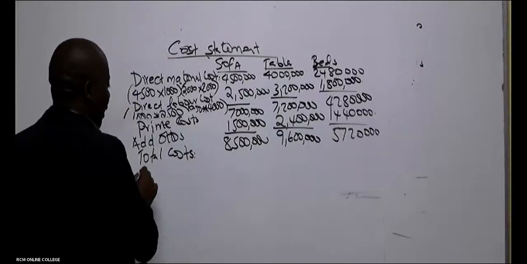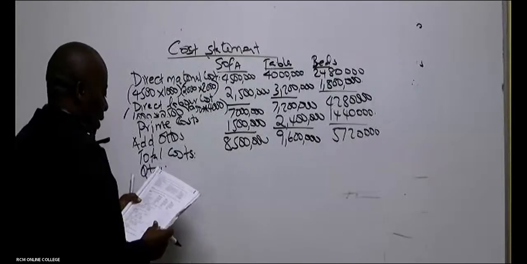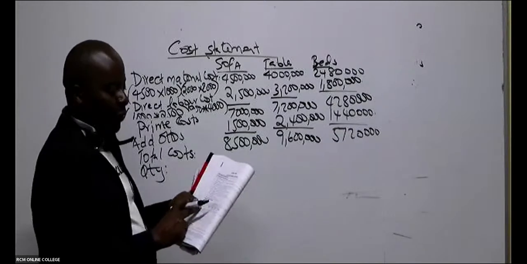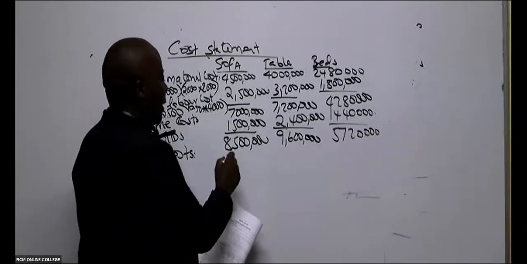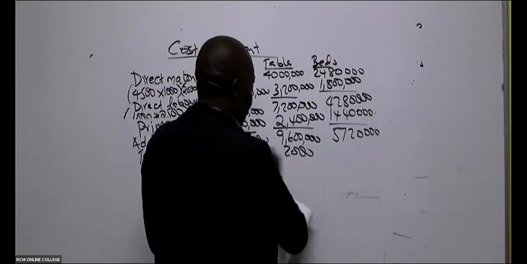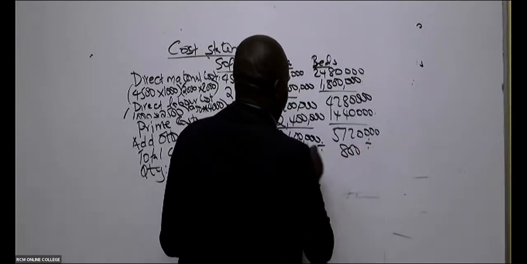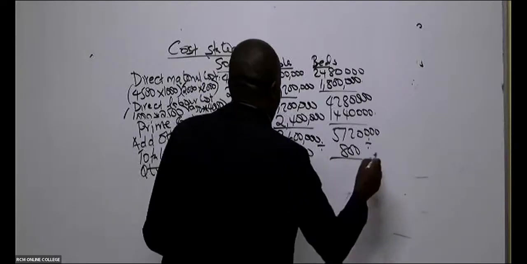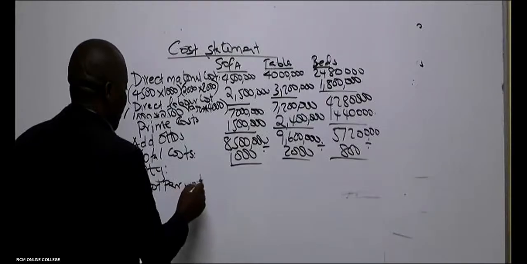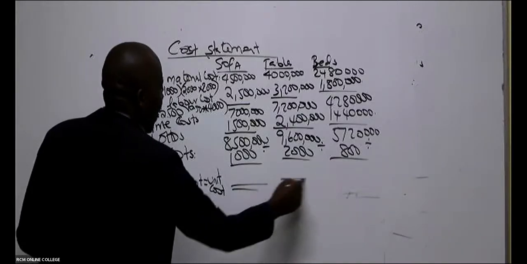So we have here quantity. What are we producing here? The quantity that we are producing for each one of them is given at the very top there. So we know that sofa sets, we are producing 1,000. Tables, we are producing 2,000. Beds, we are producing 800. Divided by. So doing that, will you be able to give me cost per unit? What they are calling unit cost. We are dividing, remember.